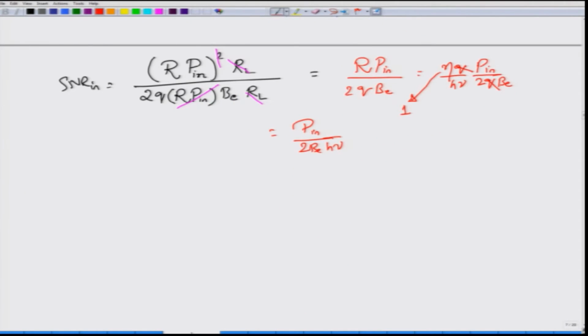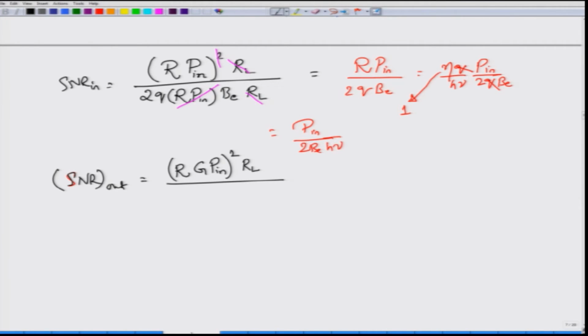Okay. Now, how about the signal to noise ratio at the output? Well, the signal to noise ratio at the output is given by the signal power at the output. Now, the signal power has gone up from P in. So, the optical signal that you are going to get at the output of the amplifier is G times P in, G being the gain of the optical amplifier, times R, right. So, this entire thing squared times R_L is the signal power at the output of the amplifier, divided by the total noise that is contributed by the shot noise as well as the amplifier noise.